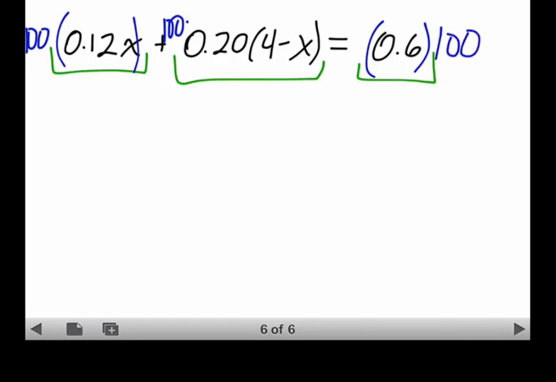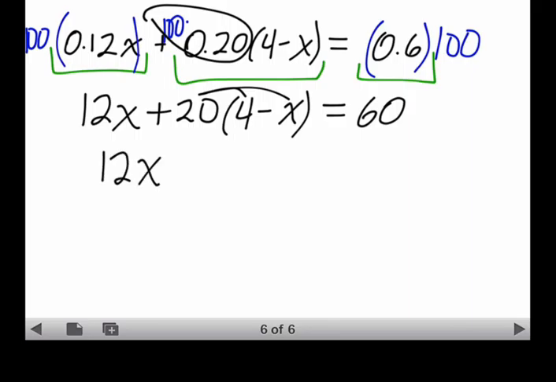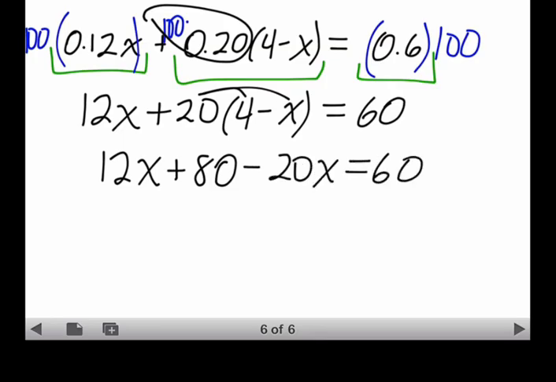Now in the first term it's pretty clear we're going to have 12x. In that second term we're going to multiply the 100 by the 20 hundredths. That'll leave us with 20, and since it's only one term we do not then multiply the parentheses by the 100. On the right hand side 6 tenths times 100 gives us 60. Now I'm going to distribute inside the parentheses. To finish simplifying both sides of the equation, we have 12x plus 80 minus 20x is equal to 60.